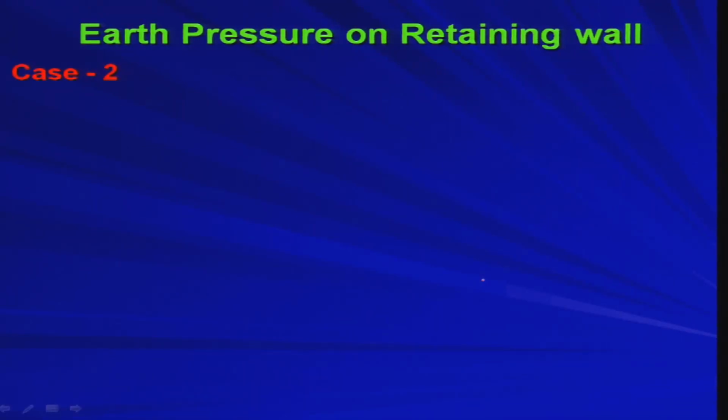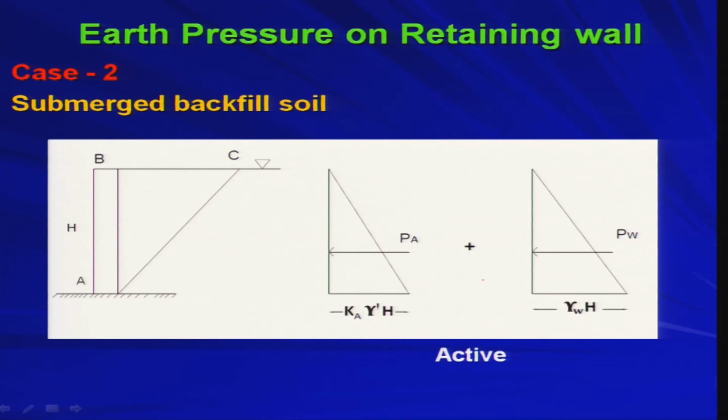Now, another case we will consider is submerged backfill, that means the water table is at the top of the wall, completely submerged backfill. We will consider only the active state. The passive state is just the same, the only difference is the earth pressure coefficient. Instead of the active earth pressure coefficient, you consider the passive earth pressure coefficient in case of the passive state, that is all.